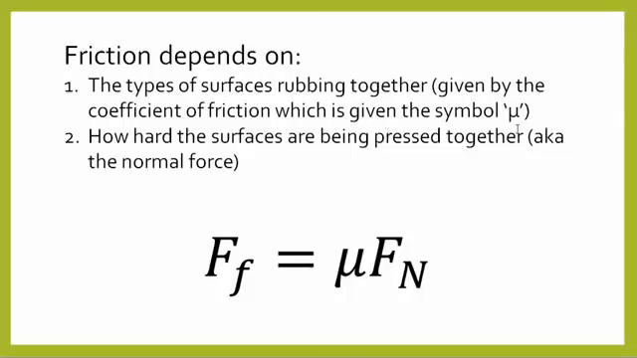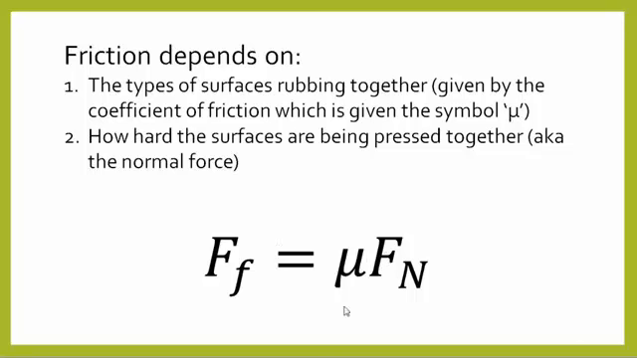In the equation, that is symbolized by the Greek letter mu. So here we have the mu. And the other thing that influences it, a lot of people think it's the weight of the object, but more specifically it's how hard the surfaces are being pressed together, and that is measured by the normal force. Often this equals the weight of the object, but it doesn't have to, and it won't always.